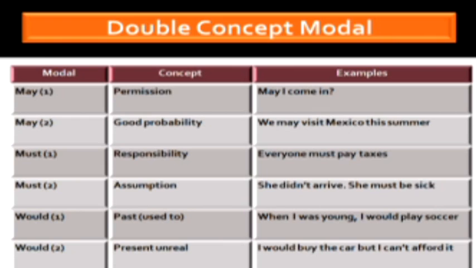Now double concept. Let's see some examples of double concept modals. The first is may. The modal may is used, the concept is permission, when you have to ask for permission. May I come in? So you are asking for permission. Second, may is used when there is a good possibility. I may visit Mexico this summer. The possibility is there that you might visit Mexico this summer. So we are using another modal, may.